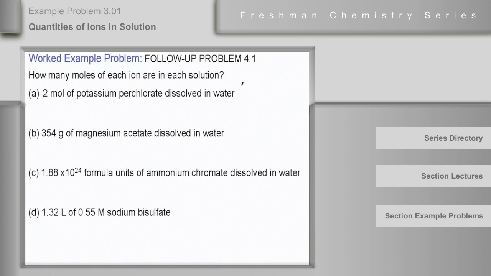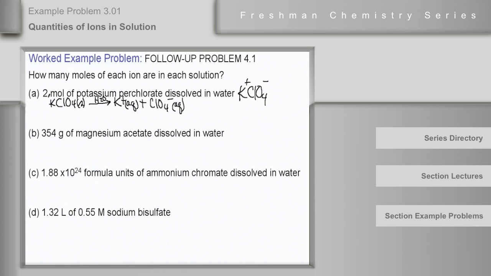So the name tells us that potassium perchlorate has the formula KClO4. KClO4 ionizes in water to give potassium ions and perchlorate ions. So we can write the expression KClO4 solid, in the presence of water, dissociates into potassium ions, aqueous, plus perchlorate ion, aqueous.